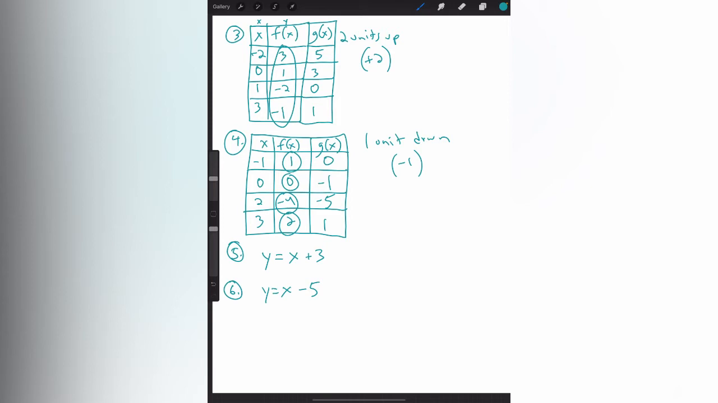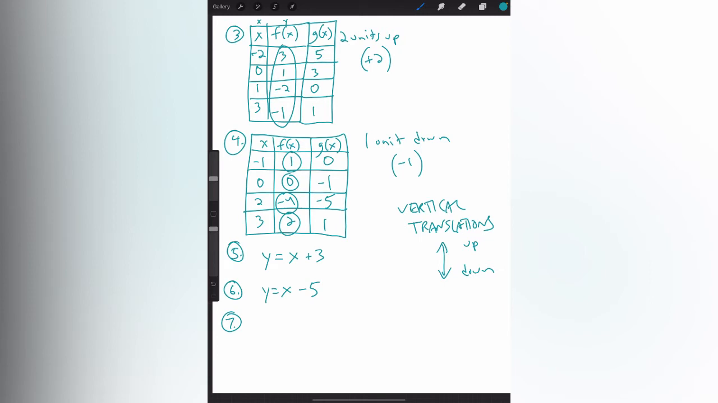From here, number 7 says write an equation for each horizontal translation. Now, this entire time, we've been doing vertical translations, meaning that we've been moving up and down, right? Moving up and down, every single problem. Now it's saying we're going to start moving horizontally, right? We're going to move left and right.